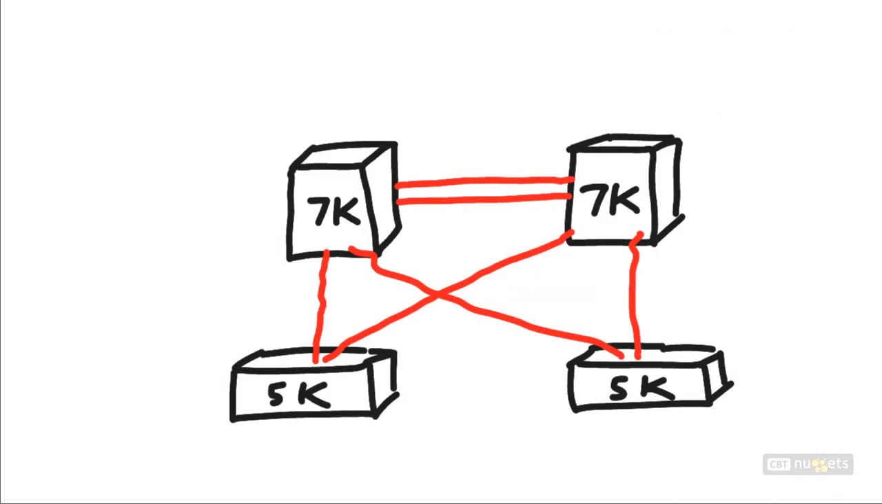So let's say we've got a couple of Nexus 7000s, and downstream we've got a couple of Nexus 5000s. Here you can see the cabling scheme, and it's no surprise, right? Each of the 5000s makes a connection to one of the two 7000s. This is great from a redundancy perspective. We are cabling in the form of triangles, as we are so used to doing in our network designs.